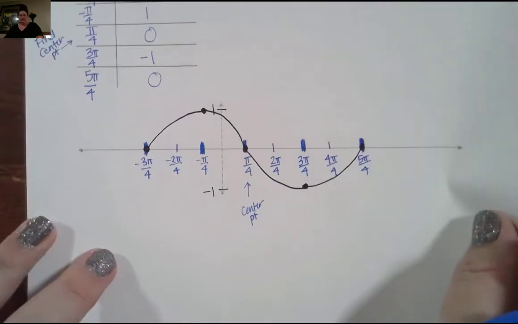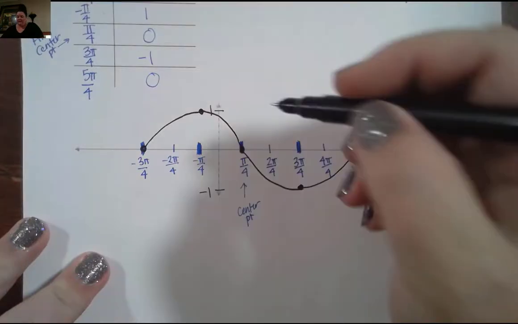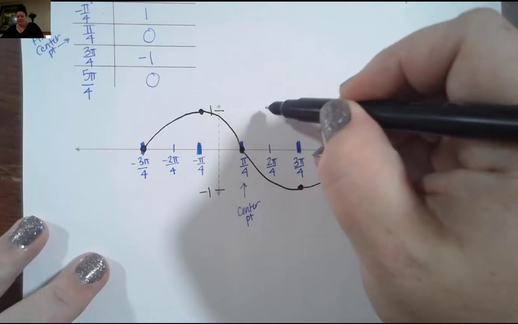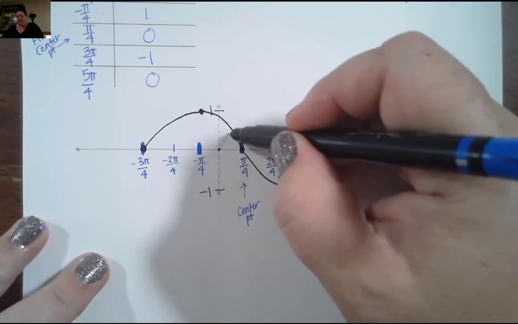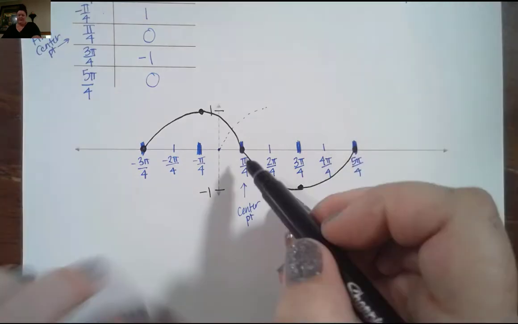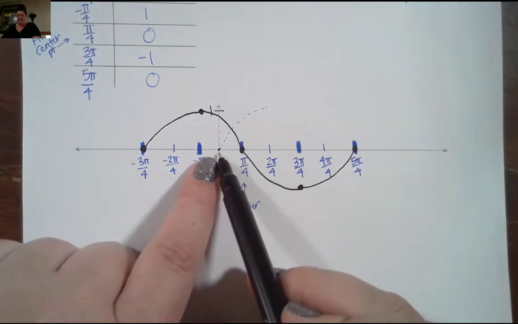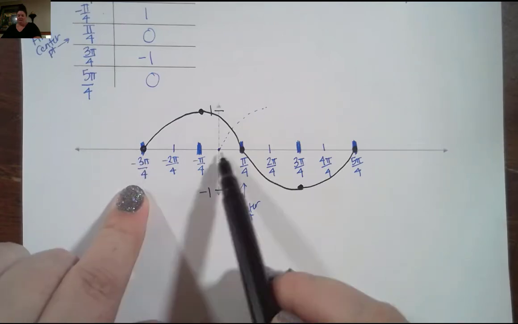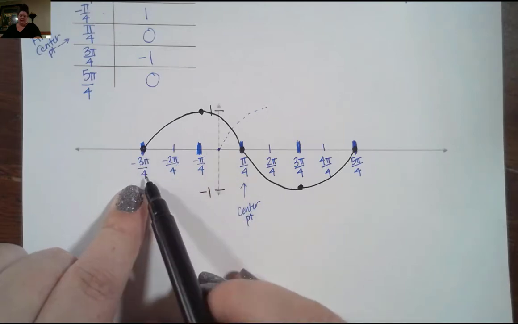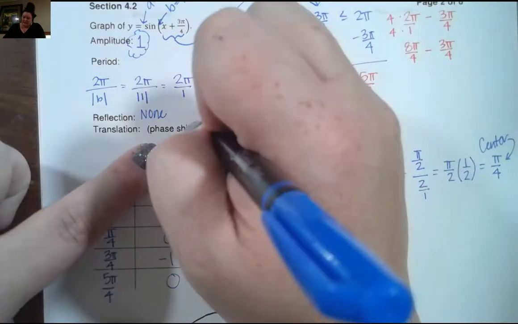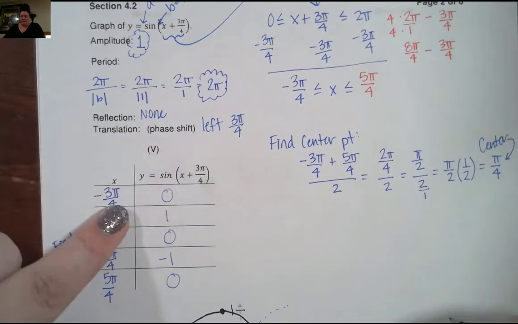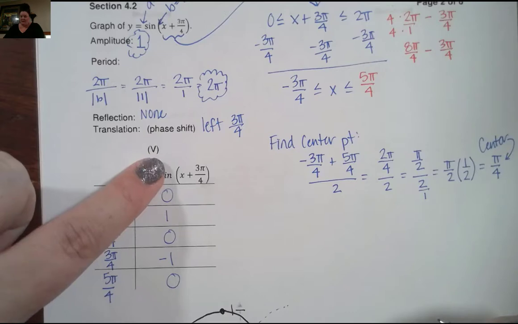So you can see we did have a phase shift, right? So let's go look at our graph. Normally, sine starts at 0, 0, and starts going up. So if we normally start here and go up, then notice our picture did shift. Our starting point shifted back to the left 3 pi over 4. We're no longer starting at 0, 0. We're starting back to the left at negative 3 pi over 4. So I'm going to go ahead and say we did have a phase shift that went left 3 pi over 4.